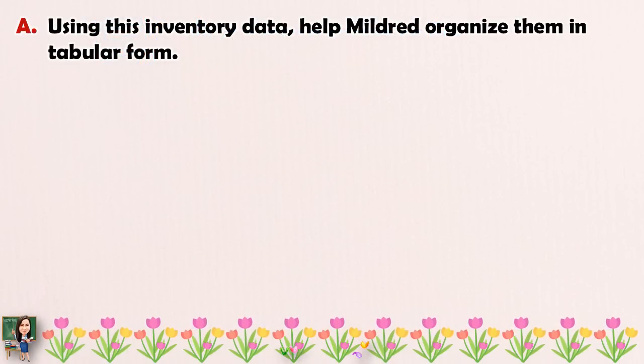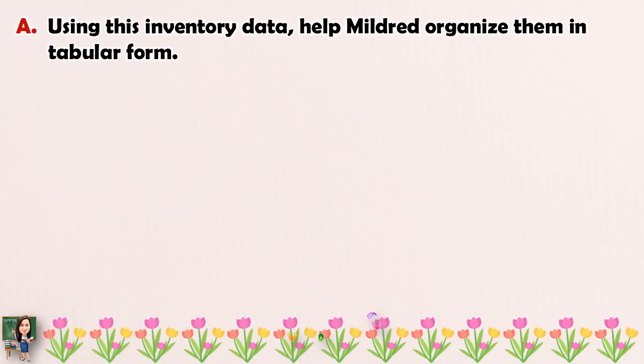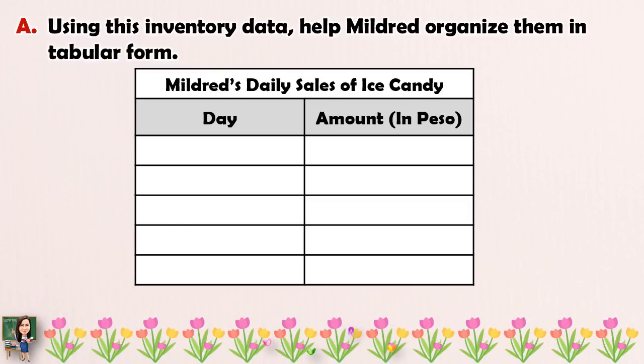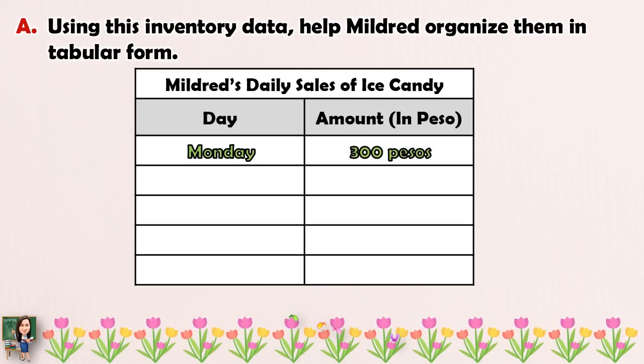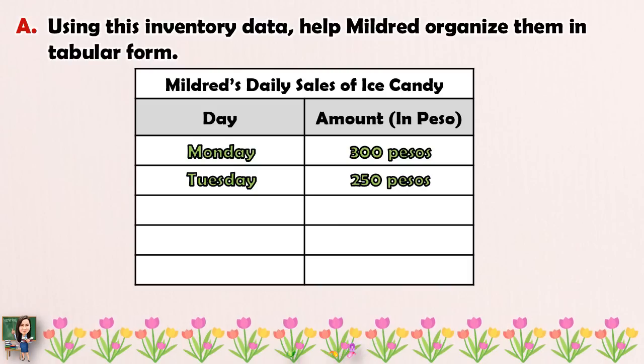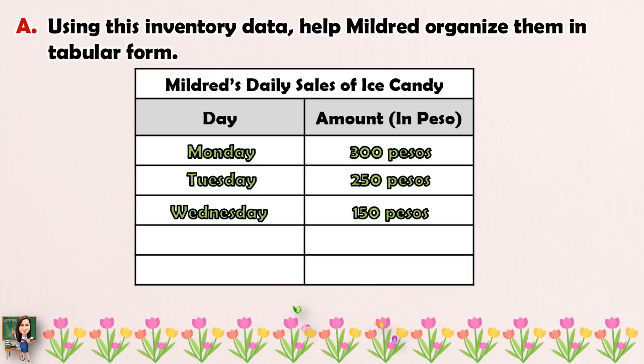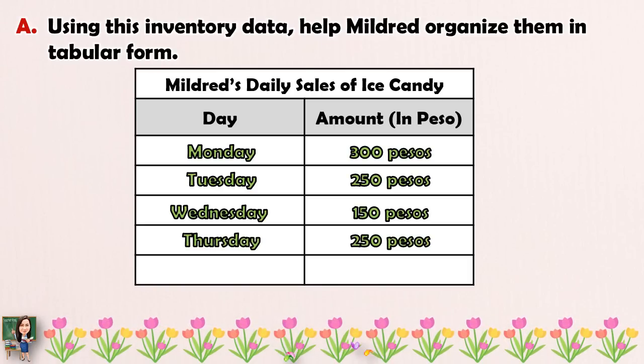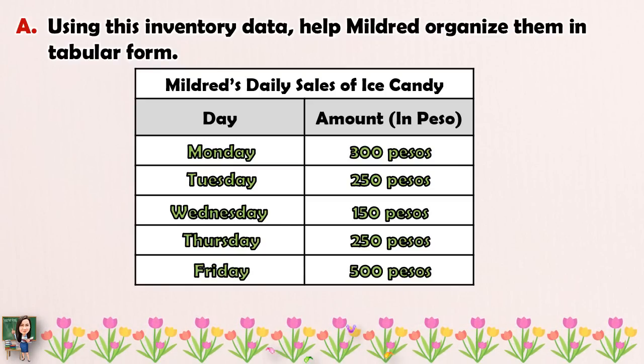Letter A. Using this inventory data, help Mildred organize them in tabular form. Here is the tabular form. The title is Mildred's Daily Sales of Ice Candy. Monday, the amount of sale is 300 pesos. On Tuesday, the amount of sale is 250 pesos. On Wednesday, the amount of sale is 150 pesos. Thursday, the amount of sale is 250 pesos. And on Friday, the amount of sale is 500 pesos.